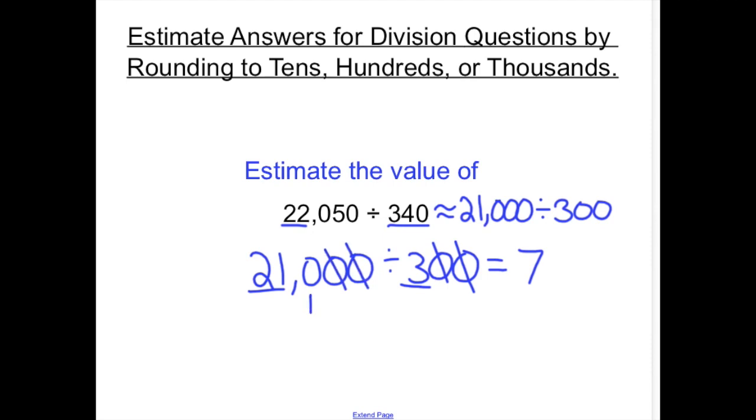I'm left with 1 zero that is not either underlined or crossed out, so that means that I have to put that one in my answer. My answer, my estimate, is 70.